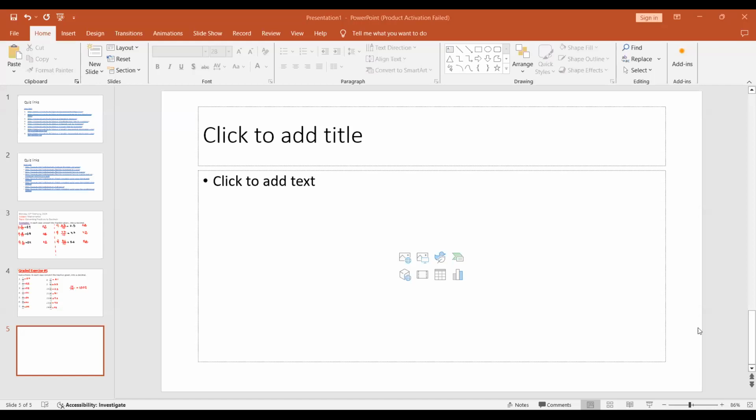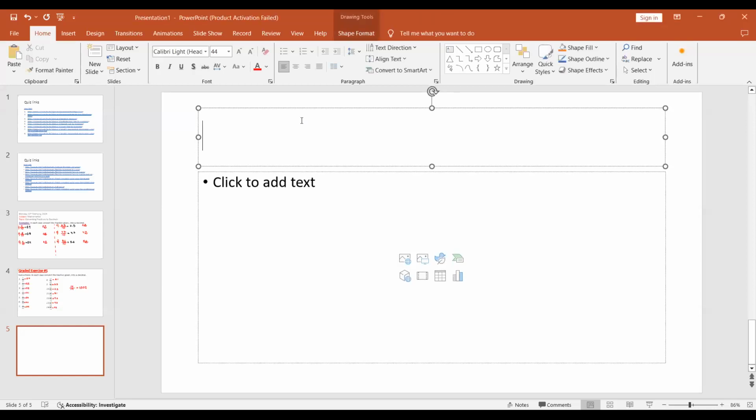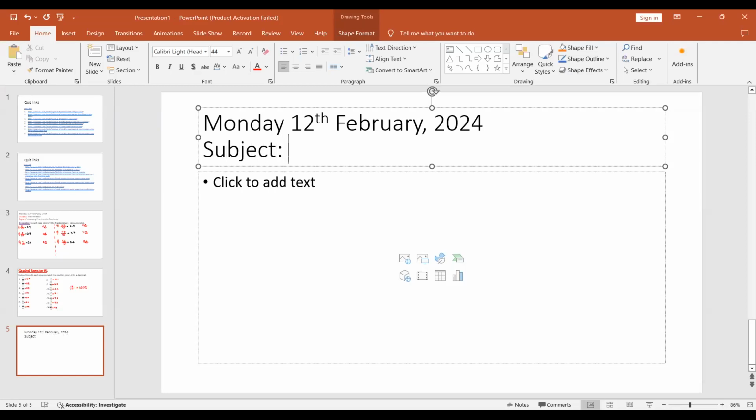Let's begin. I think we could get started right onto it. Today is Monday, the 12th of February, 2024. The subject is, of course, mathematics.